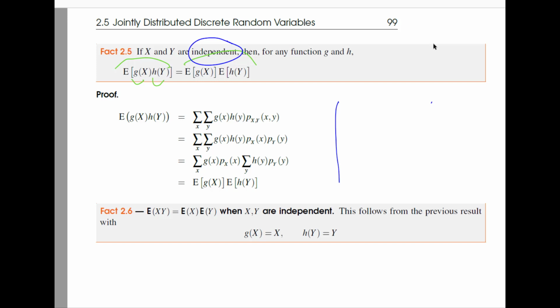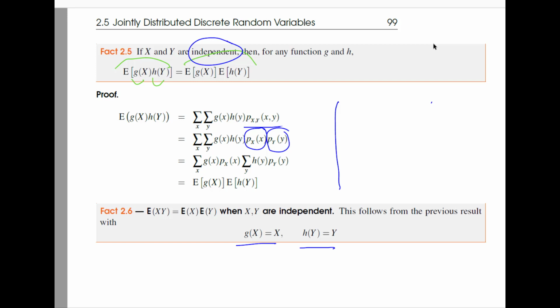Again, here's the proof. It should be pretty straightforward as well. The main step here is the definition of the expected value with the joint density, but since they're independent, the joint density is the product of one marginal times the other marginal. That's the meat of this proof. And now, fact 2.6 is a special case of 2.5 in the case where the functions are simply x and y.